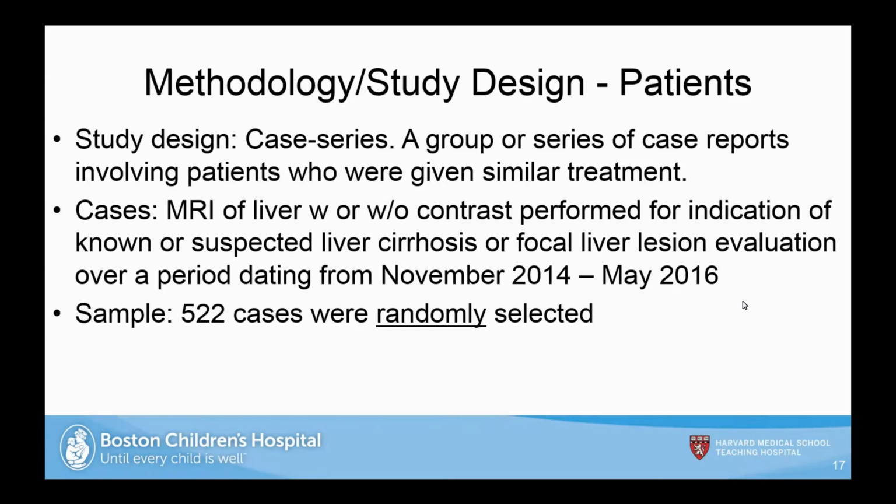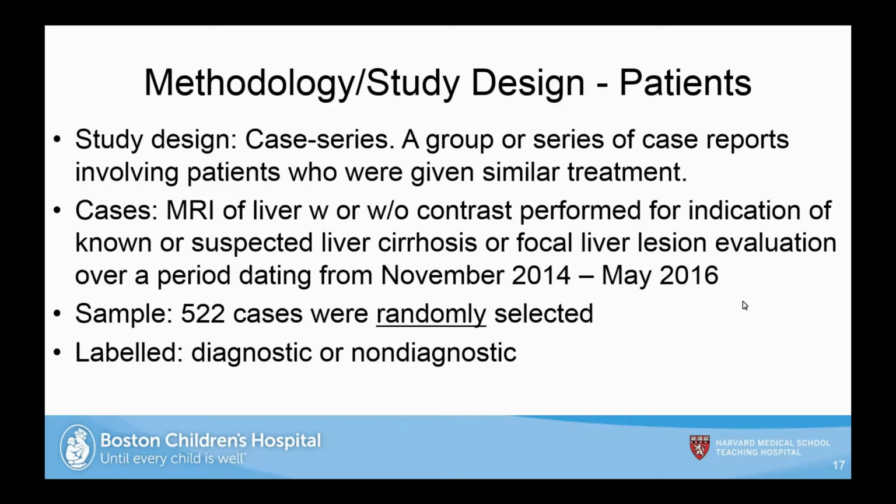They actually searched 1,600 cases, but then they took a random sample of 522. They were randomly selected, and cases were labeled as either diagnostic or non-diagnostic by two radiologists. So the radiologists label these images, and then these images are passed through the CNN deep learning algorithm, and then they compare how well the deep learning algorithm did with the radiologists, which you'll see soon.